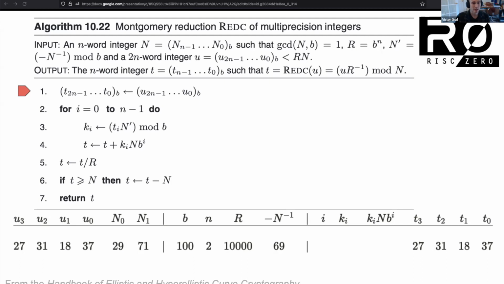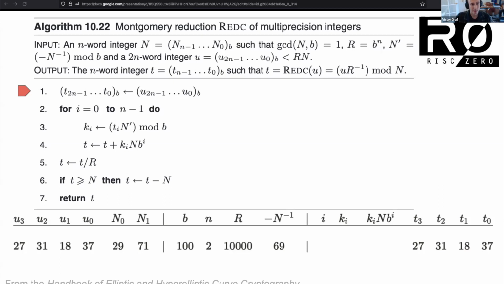We need a special value, which is referred to as n prime, or negative n inverse. That value here is 69, or negative n inverse mod our base, so mod 100. So basically just take the last two digits of negative n inverse. And we take that value, which is 69 in this case, and we're going to use that within our algorithm. This is a constant that is determined by our modulus and our R value, and can be pre-computed before we ever start the algorithm.